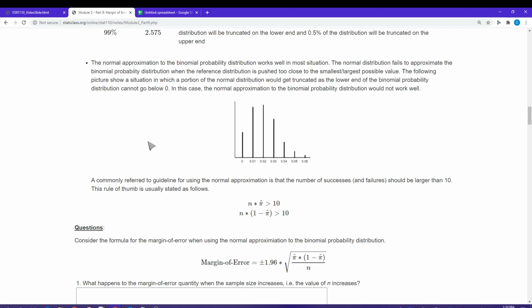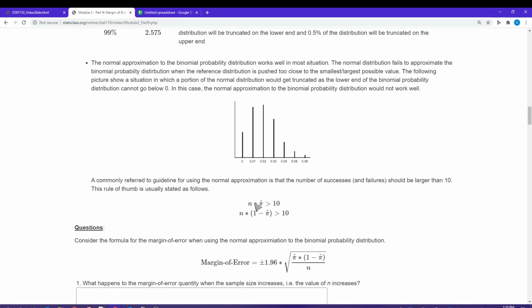So we have a guideline when it is acceptable to use this approach. And this guideline is when you multiply n times the pi hat value, which again is just the outcome from the survey or from the poll.